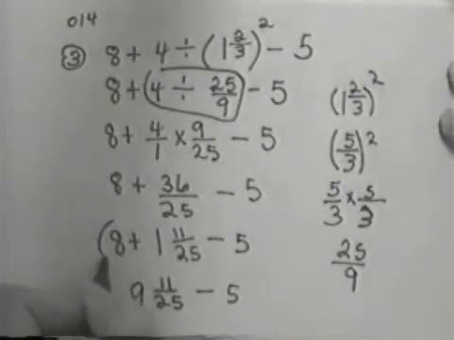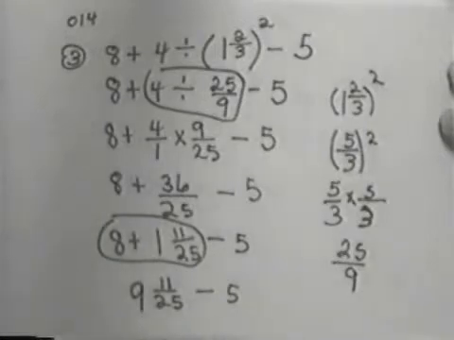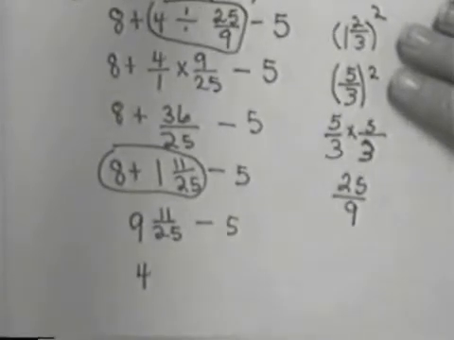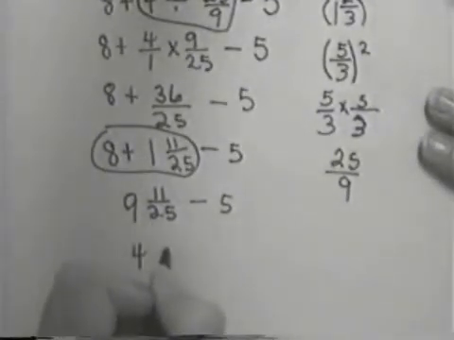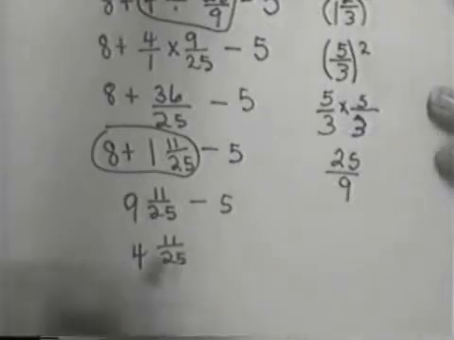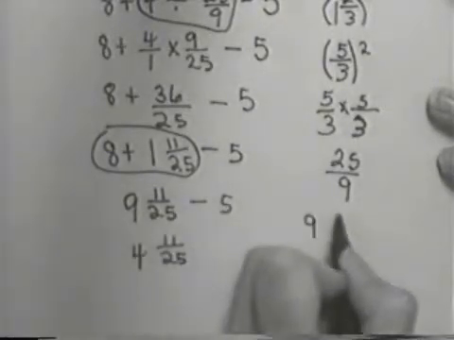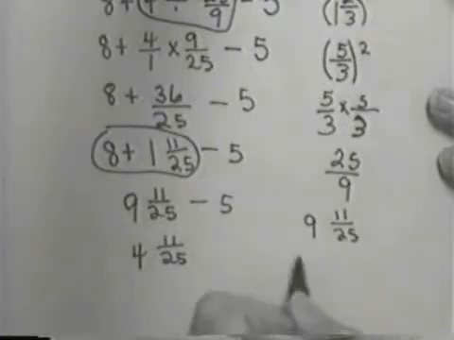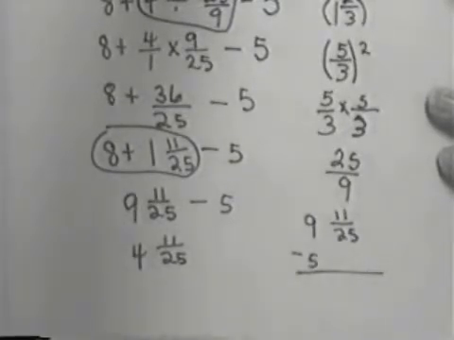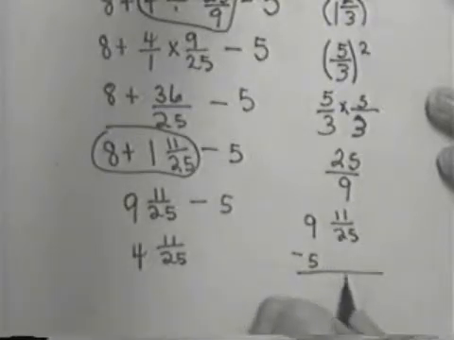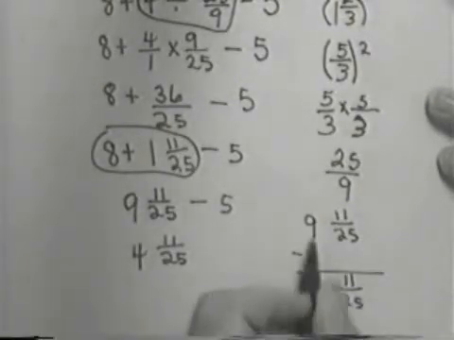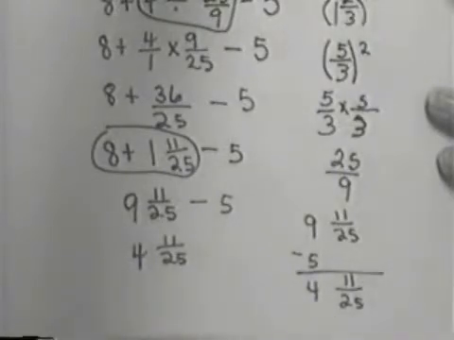So in other words, I'm doing this operation. Now I'm down to the end and I'm ready to subtract, and I can just subtract my whole numbers and get 4 and 11/25. Now the reason I'm able to do that is if I put these under each other, what I'm doing is I'm saying 0 from 11/25 leaves 11/25, and 5 from 9 leaves 4. So my answer would be 4 and 11/25.